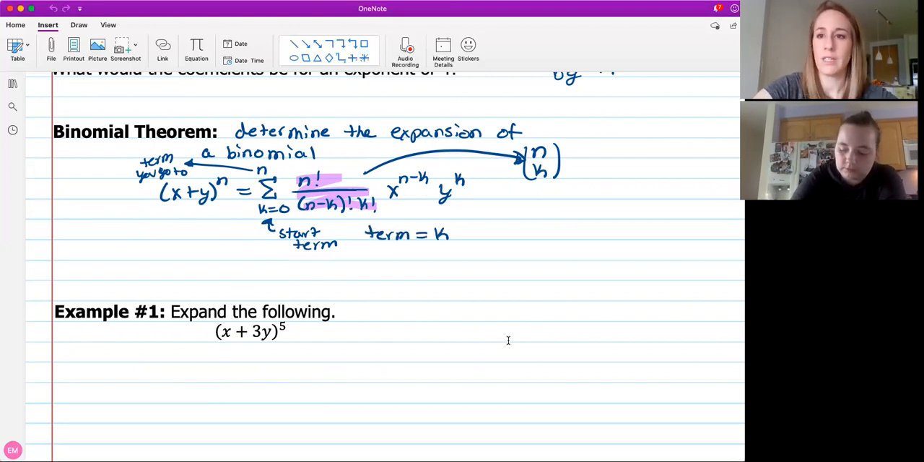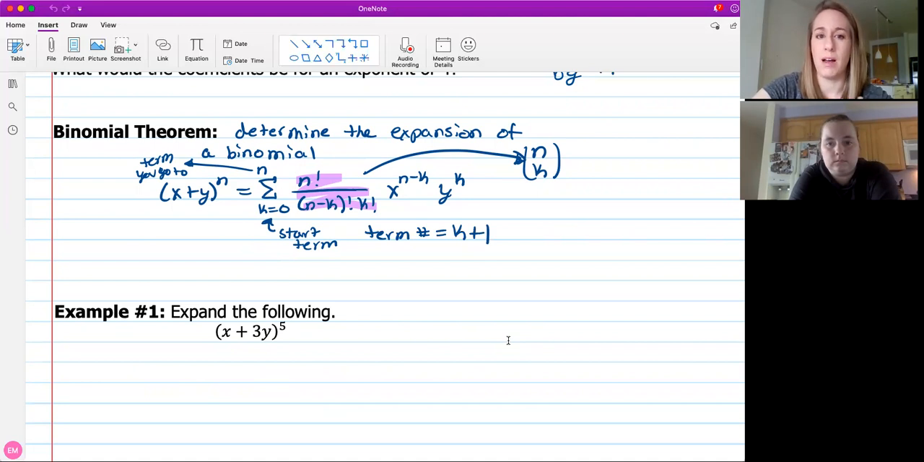Your term number equals K plus 1. K plus 1. Have a 0 term right. So when you're thinking about it, you're going to see problems on your homework that say find the third term of the expansion. Well, the third term would really be when K is 2, because K starts at 0.